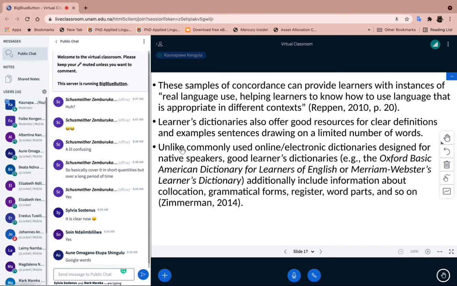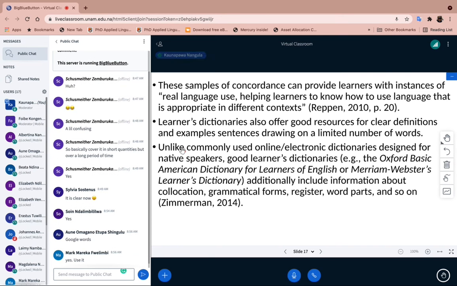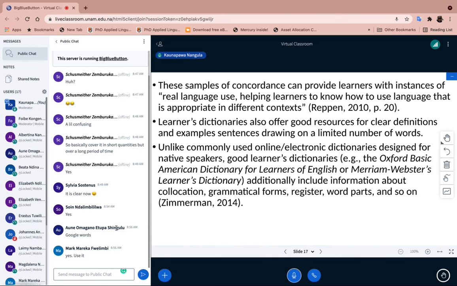Thank you, Aune. And everybody else, what do you do? Yes, okay, Mark uses it. I thought there were so many people writing. What happened to the content? Okay, never mind. So there are those who just Google words, and those of you who use the dictionaries.